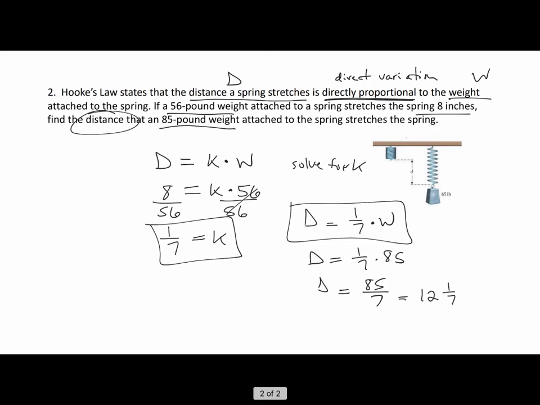Either way is fine, but we do have to have a unit here, so let's see. What is distance measured in? Inches here. Okay, so it would be 85/7 or 12 1/7 inches stretched total. Probably the 12 1/7 would make more sense here because it's hard for me to imagine what is 85/7. So I would probably go with that answer. But they're both the same.